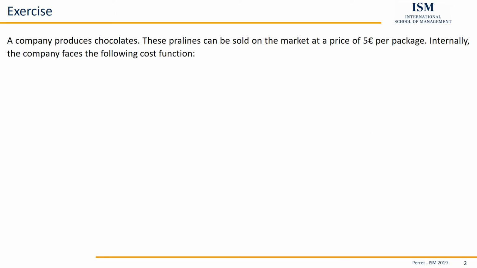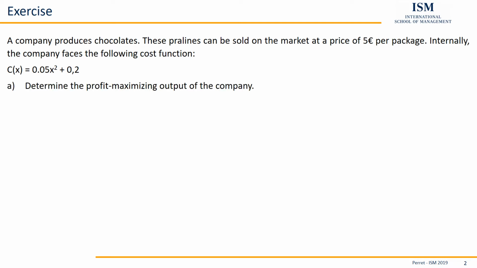Here we have a company that produces chocolates. These chocolates or pralines can be sold on the market at a price of €5 per package. Internally, the company faces the following cost function: 0.05x squared plus 0.2 as fixed cost.